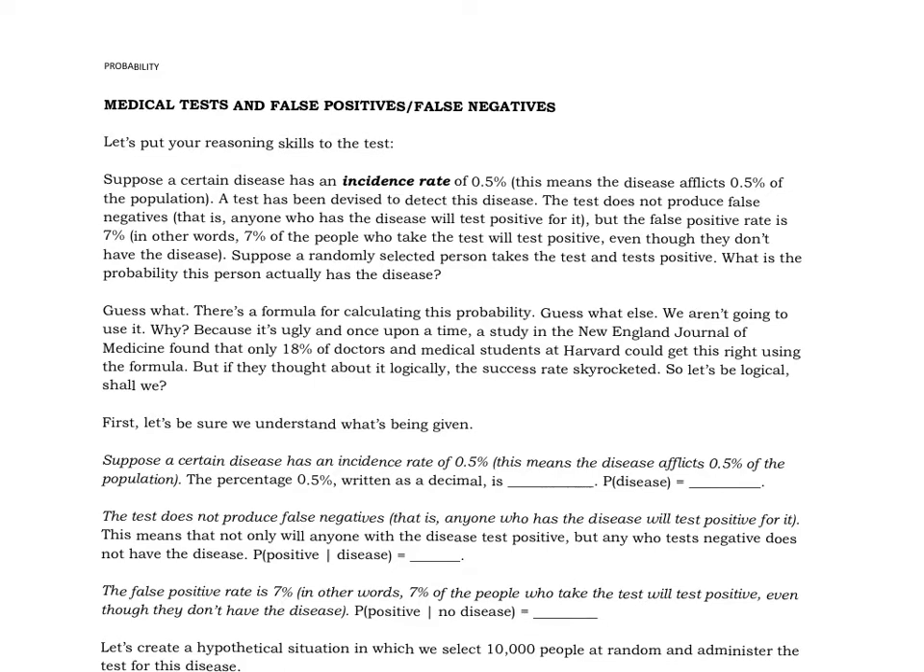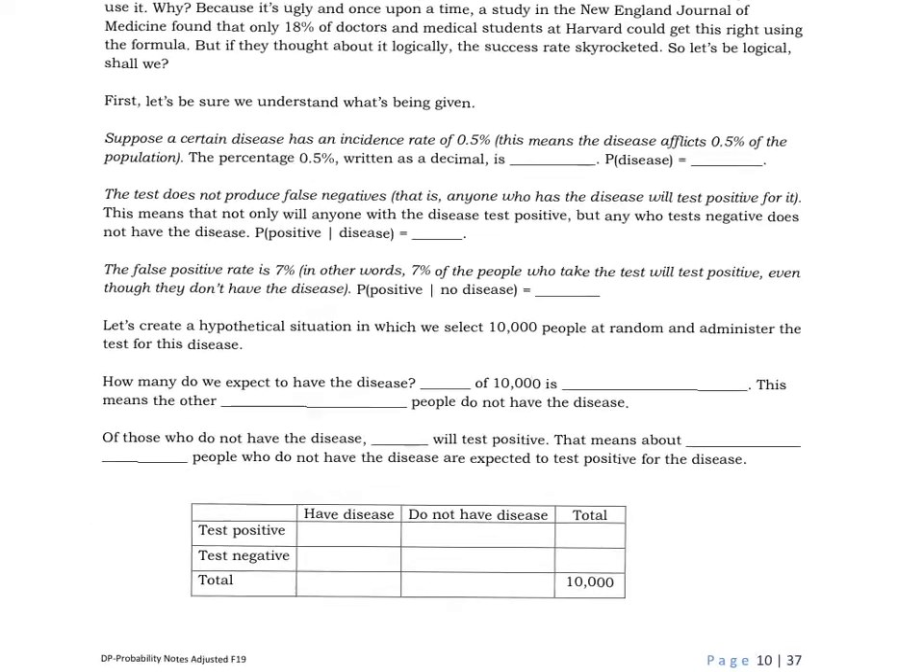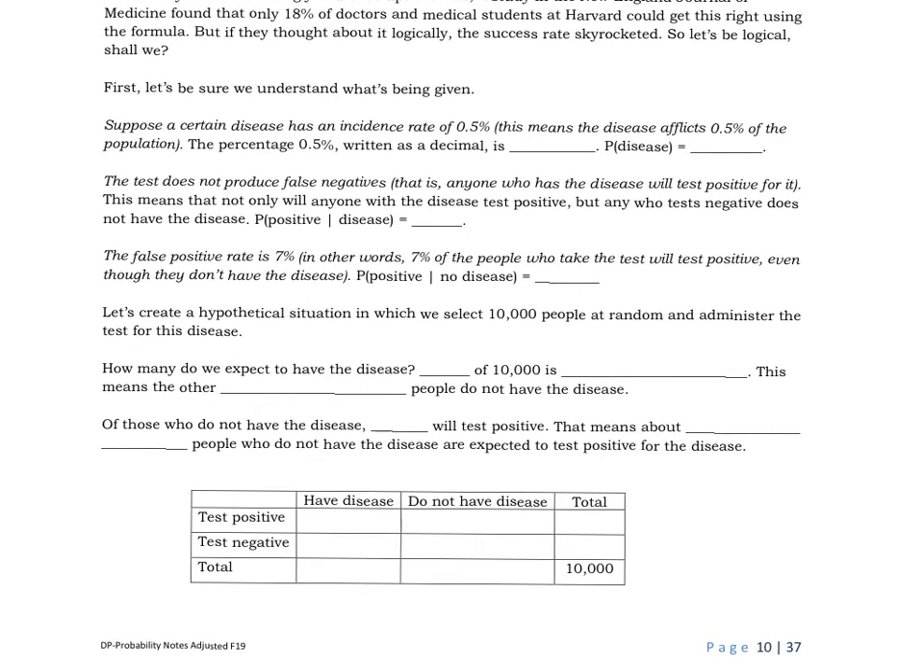All right, a little intimidating, right? Well, they have found that of medical students who use the very complicated formula for this, only 18% actually got it right. Once they started teaching this in a more logical fashion, they found that the success rate greatly improved. So let's go ahead and use some logic to actually solve this problem. I'm going to break it down a bit.